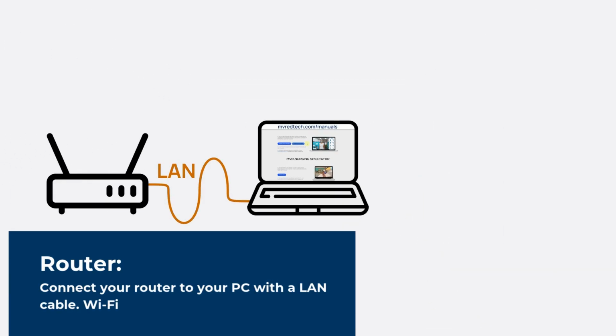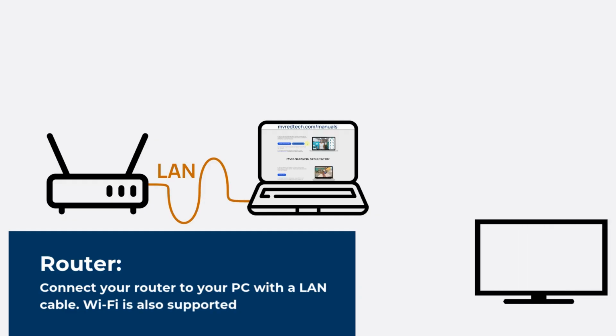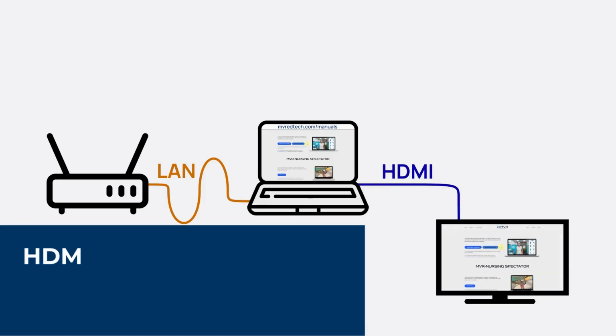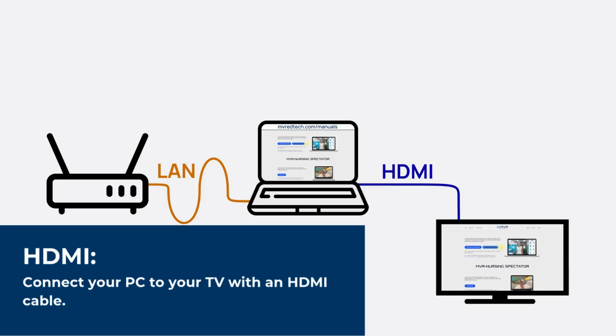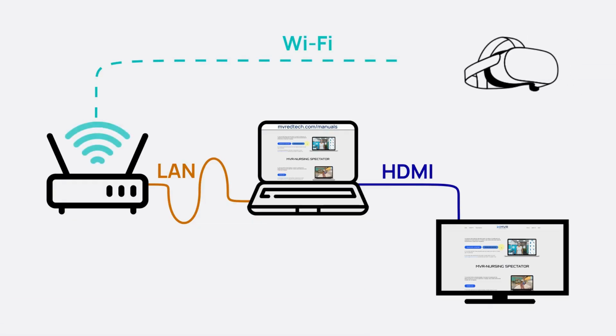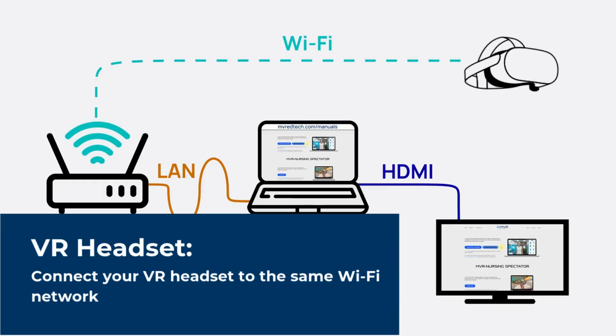Connect your router to your PC with a LAN cable. Wi-Fi is also supported. Next, connect your PC to a TV via an HDMI cable. Using Wi-Fi, connect your VR headset to the same network as your PC.